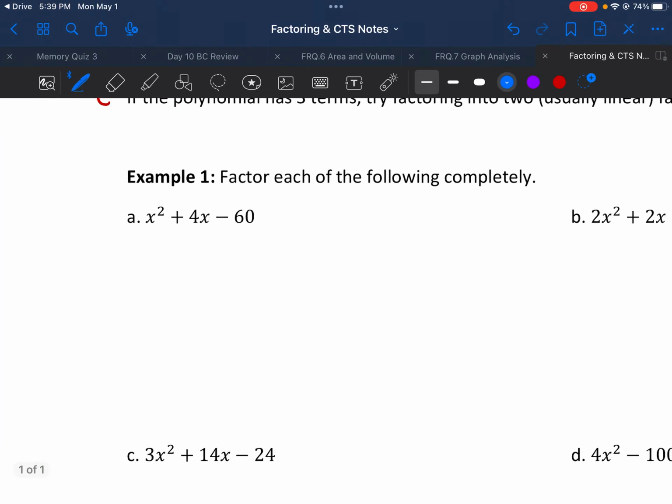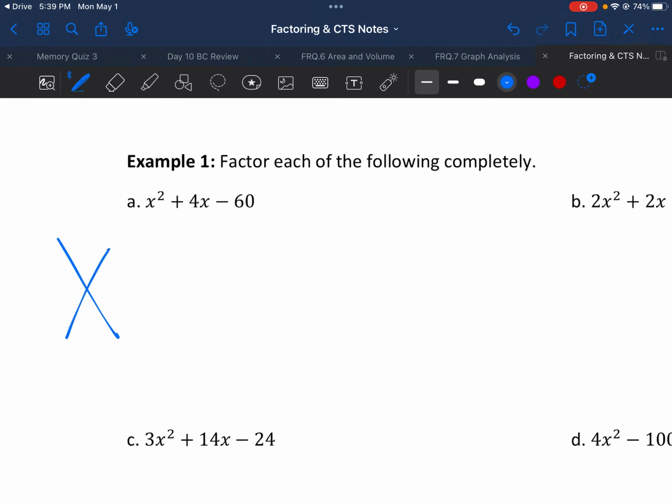Now, many of y'all have probably seen this little X chart before. What we're going to do is take the coefficient of the square term times the constant. You can look at this as ax squared plus bx plus c. So what we're doing is a times c. That's going to be 1 times negative 60. That's going to give us a negative 60 right here. And then the b term is going to go in the bottom of this little x puzzle. So we have negative 60 up top. We have positive 4 on the bottom.